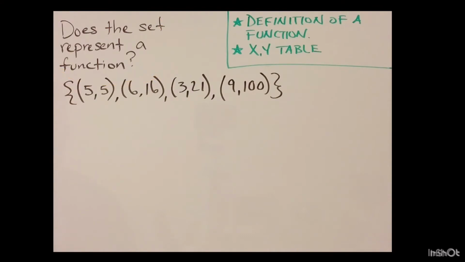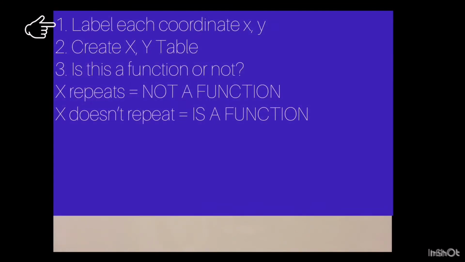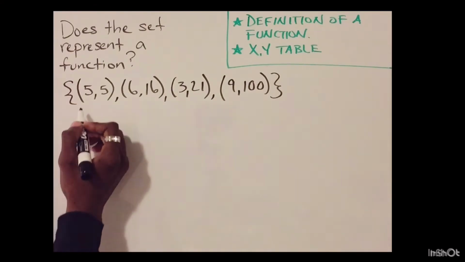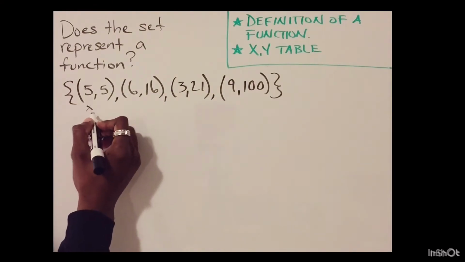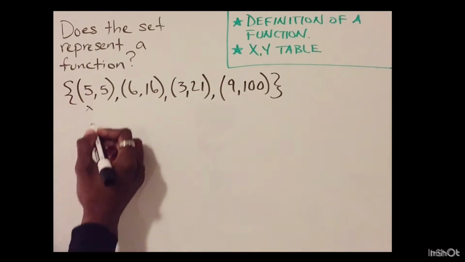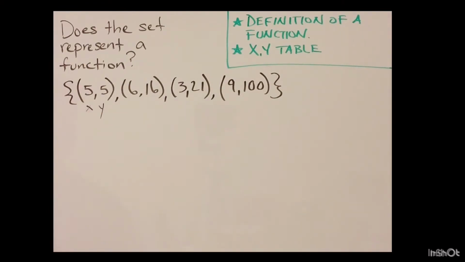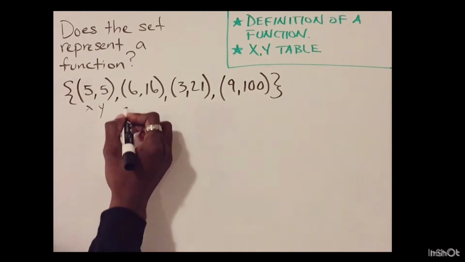Now, what we have in front of us is a set of coordinates. Each coordinate altogether collectively create this entire set. We have (5, 5), (6, 16), (3, 21), and then we have our final coordinate, which is (9, 100). So what I like to do as a step one is to label each coordinate with an x or y, okay? So we know that the first term in each coordinate is an x, and the second term in each coordinate is a y. And we're gonna do this on all the other coordinates throughout the entire set.